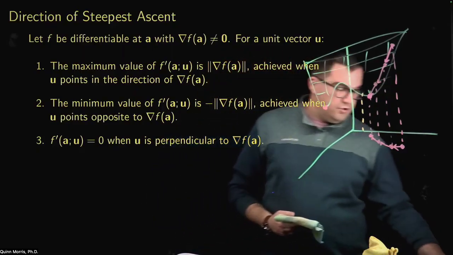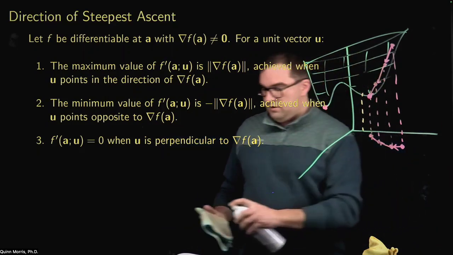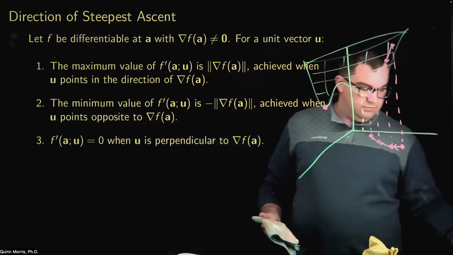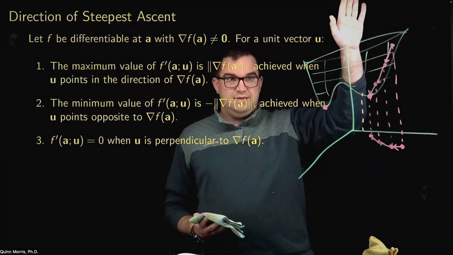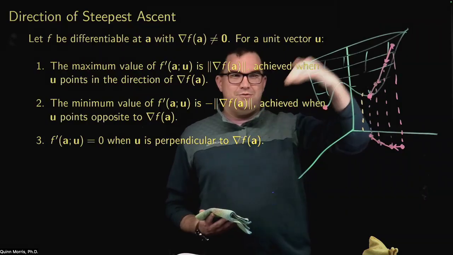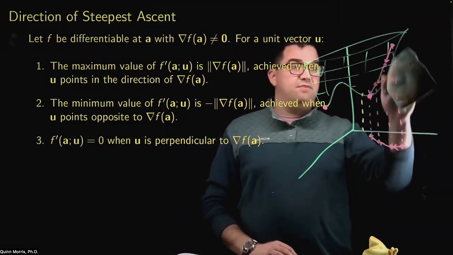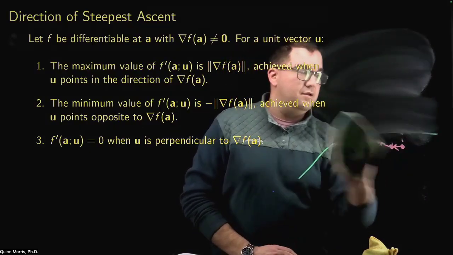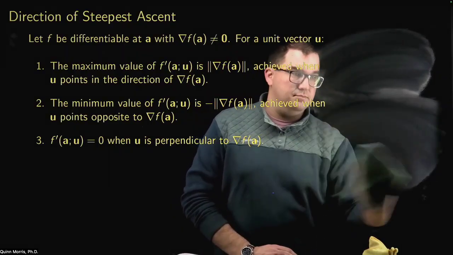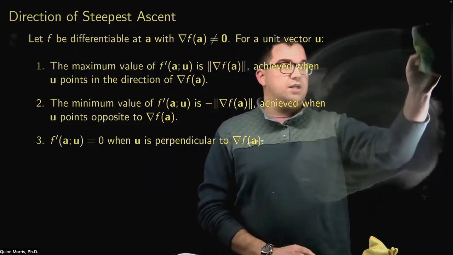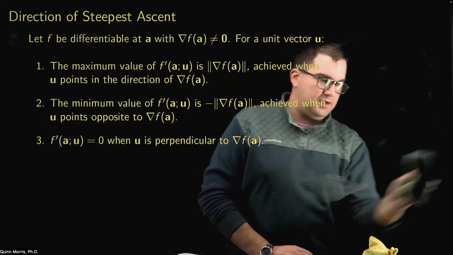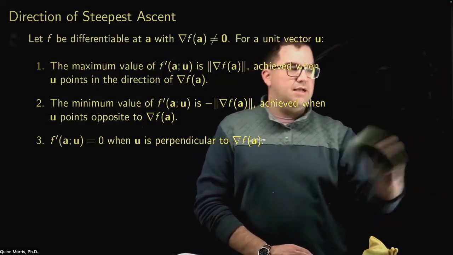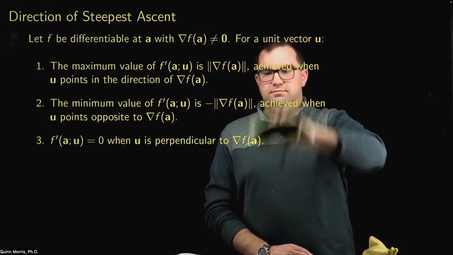But this notion that the gradient points in the direction of steepest ascent, and negative the gradient points in the direction of steepest descent, can be very useful computationally in many algorithms. So if you ever study numerical optimization, this is something that comes up quite frequently as a method of solving these sorts of problems.